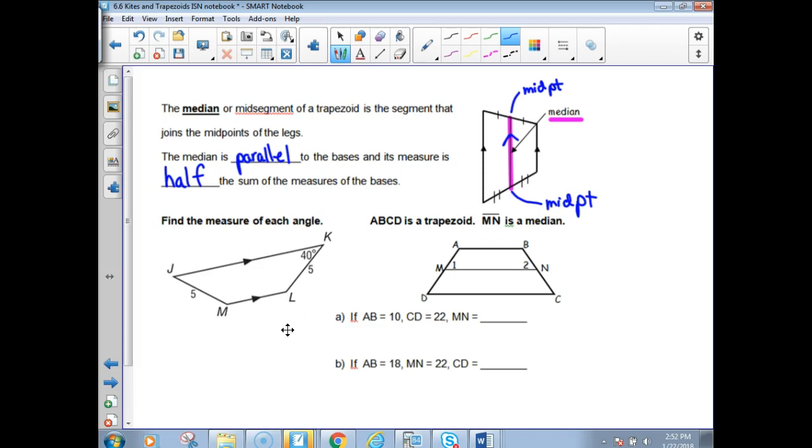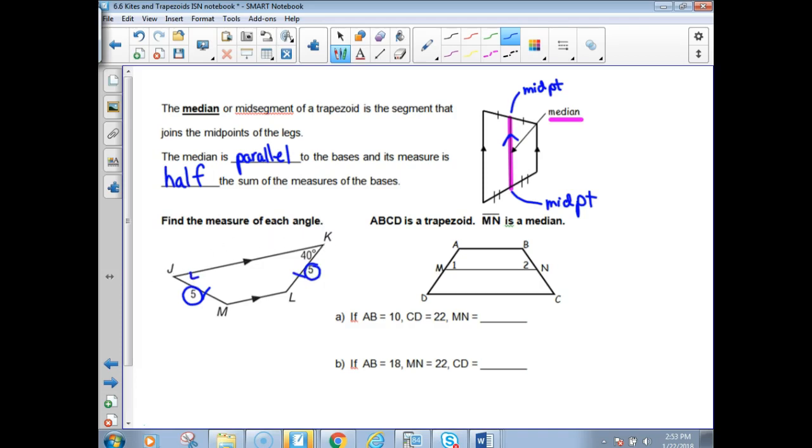Find the measure of each angle. Well, I mentioned to you a moment ago that if this is 5 and this is 5, that means this is an isosceles trapezoid. And that would mean the base angles are congruent. So angle K is congruent to what other angle?